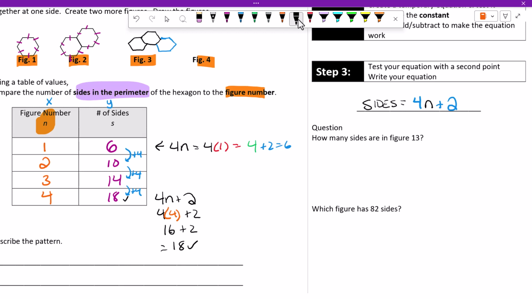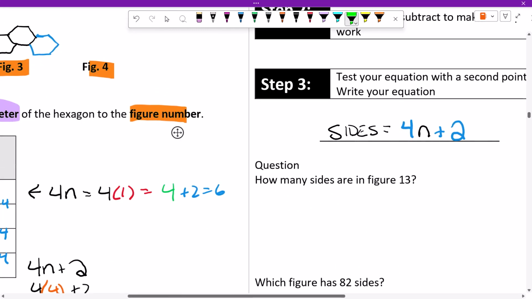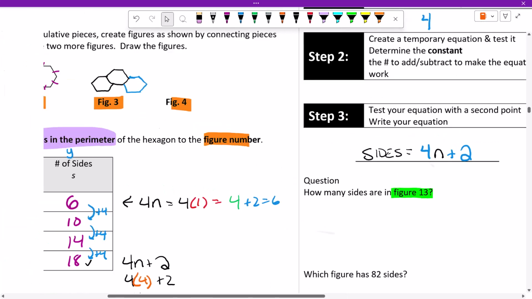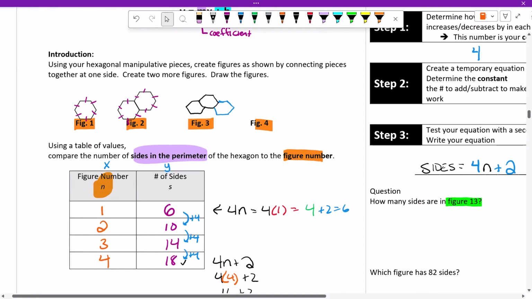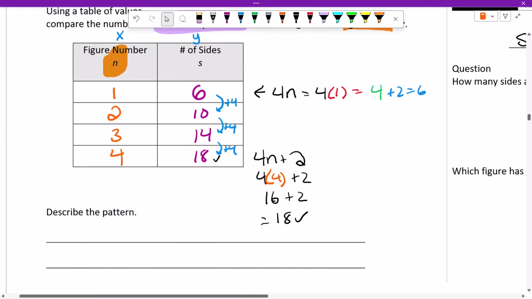So with these questions, there's probably only 3 questions I can ask. One is, can you create an equation for this pattern? Which you just did. The other 2 questions are going to be, hey, can you predict what a future pattern looks like? For example, right here, it's asking you, what does figure 13 look like? How many sides are there? Now, you could draw the 13th figure and count the sides. You could take this table and make it super long and just keep the pattern going, right?